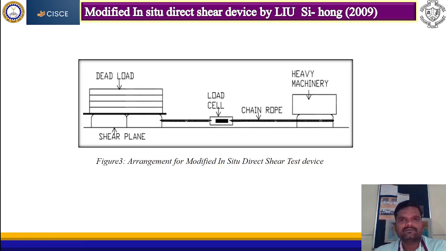Another modified direct shear test. In this test, the lattice shear frame is inserted into the soil, and a dead load system is put on as the normal loading. With the help of a chain and rope system and heavy machinery, they pull the entire lattice frame, and whatever shear force is required, they measure with a load cell.